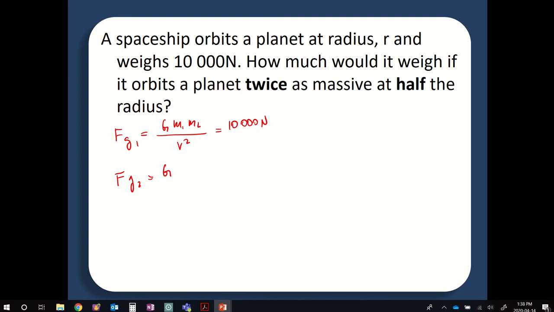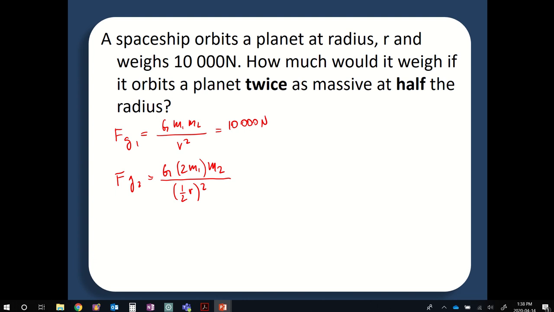So let's pick one of the masses, it doesn't matter which one, m1 or m2. Let's say we take the first one, m1, and double it. That will make m2 our spaceship. And then for the radius, we're going to multiply it by half or divide it by 2. So 1/2 r, and then square the whole thing.